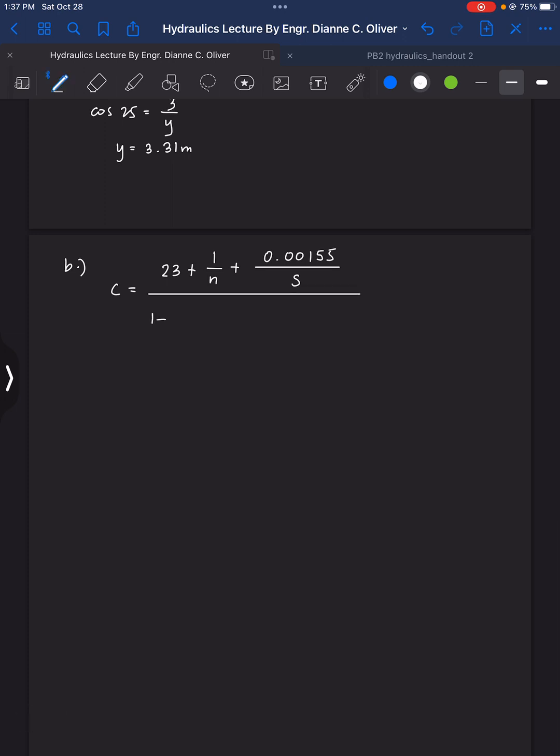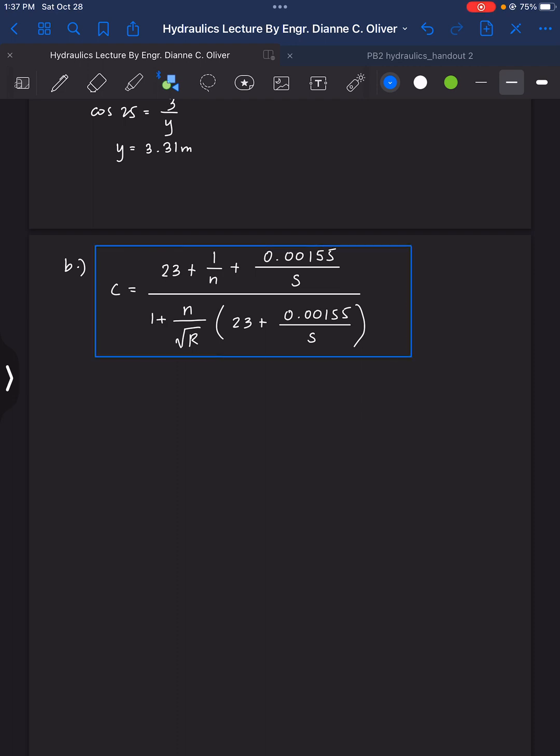So for Kutter's coefficient C, C is equal to 23 plus 1 over N plus 0.00155 divided by S, all over 1 plus N over the square root of the hydraulic radius R times 23 plus 0.00155 divided by S. So this is our Kutter's coefficient in metric.